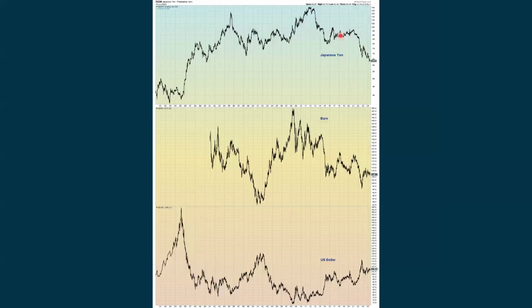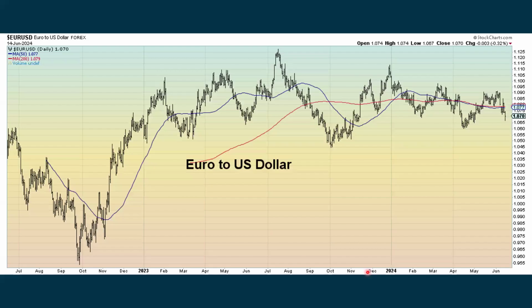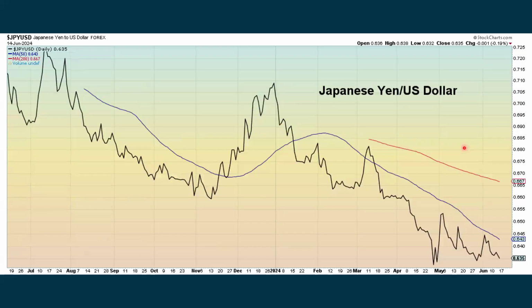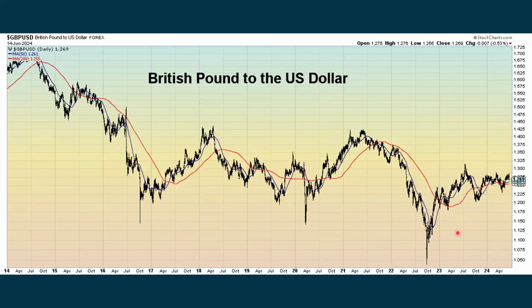The Japanese yen is in a downtrend. We're pretty much going sideways right now with the euro, and we've been chopping kind of sideways in 2024 with the dollar. This is where we break out and look at the euro compared to the dollar. The blue line is still below the red line. We're dropping below both moving averages. So the euro is in a downtrend when compared to the dollar. The Japanese yen has been quite weak when compared to the dollar. And the British pound is still in an uptrend when compared to the US dollar.